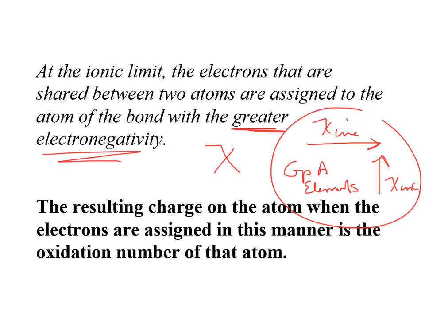And that's just for the group A elements. It's going to be important that whoever gets the electrons is the one with the greater electronegativity, because you take them kind of pair by pair.